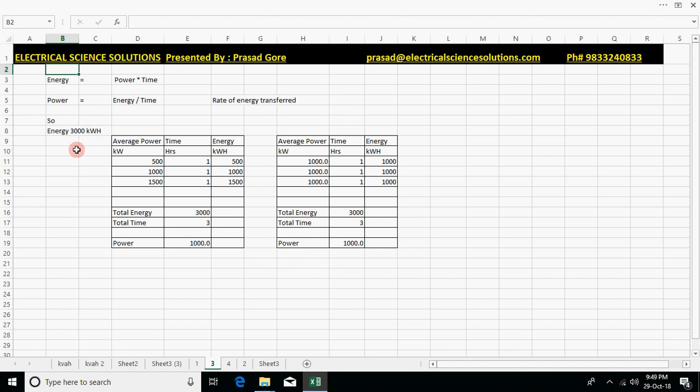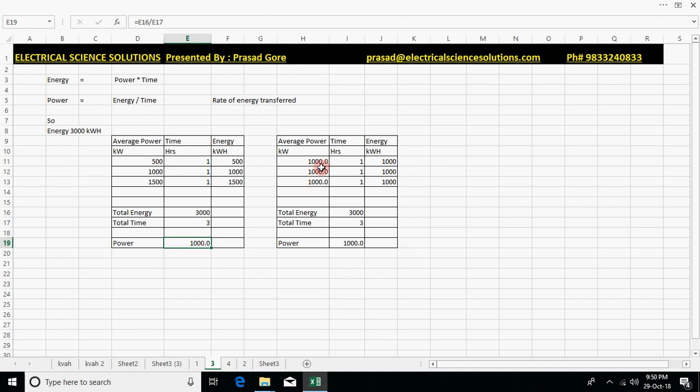It's simple. Let's say we consume 3000 units of electrical energy, that is 3000 kWh. We can have 3 hours with a different power drawn at every hour. Let's say for the first hour it is 500, 500 into 1 hour is 500. In the second hour the rate, the kW, is 1000, so it is 1000. Third, it is 1500, so it is 1500. So total energy is 3000 in 3 hours. So what is the average power? The average power is 1000. So 1000 into 3, that is 3000.